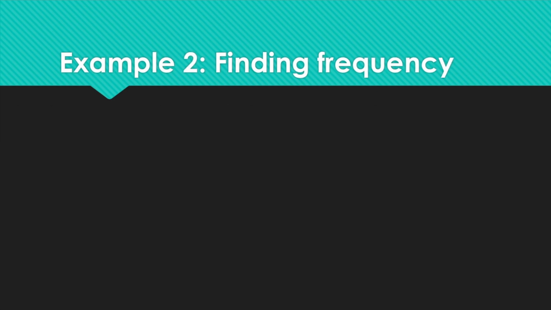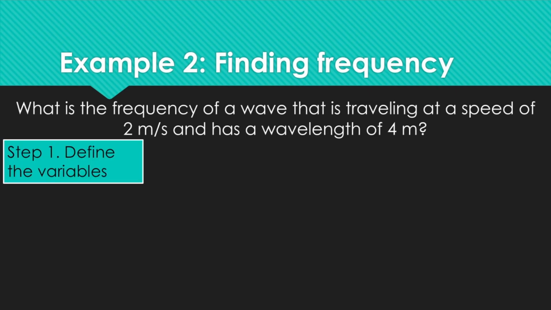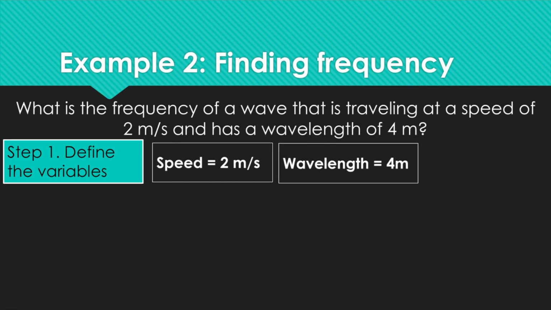Example 2, we're going to find frequency. What is the frequency of a wave that's traveling at a speed of 2 meters per second and has a wavelength of 4 meters? Step 1 is to define the variables. So our first number is 2 meters per second. We know that's speed because it's measured in meters per second, and speed is typically measured in that unit. The next number that we pick out is 4 meters. 4 meters is wavelength because we know meters is a unit of wavelength. And then finally, what we're looking for is frequency. So frequency equals question mark.